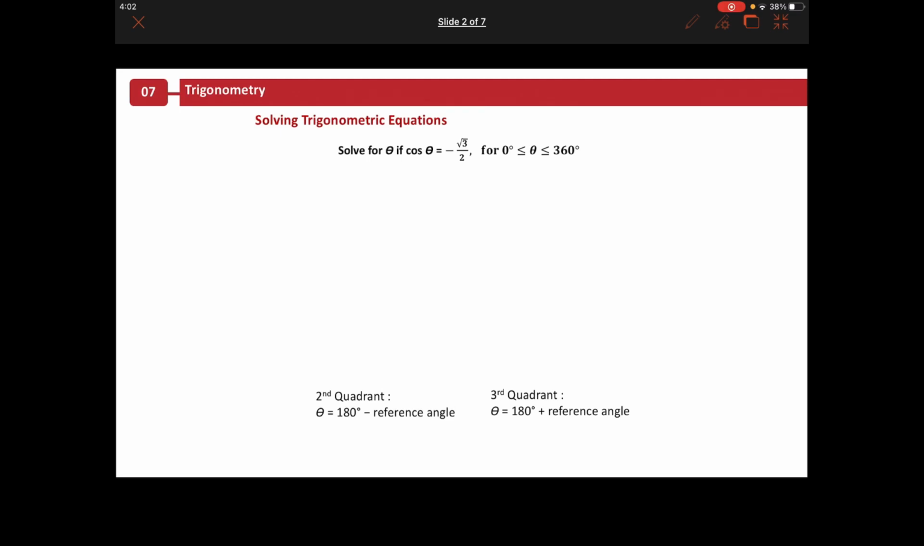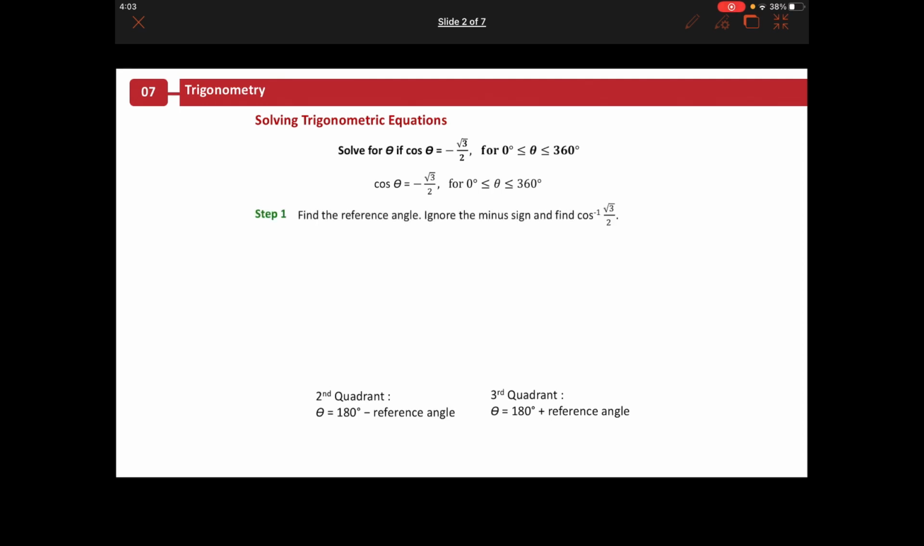Solve for theta if cos of theta is equal to minus root 3 over 2, when theta is an angle that's between 0 degrees and 360 degrees. Okay, let's think about what this means. This question is asking you to find what are the angles that give an x-coordinate of minus root 3 over 2.